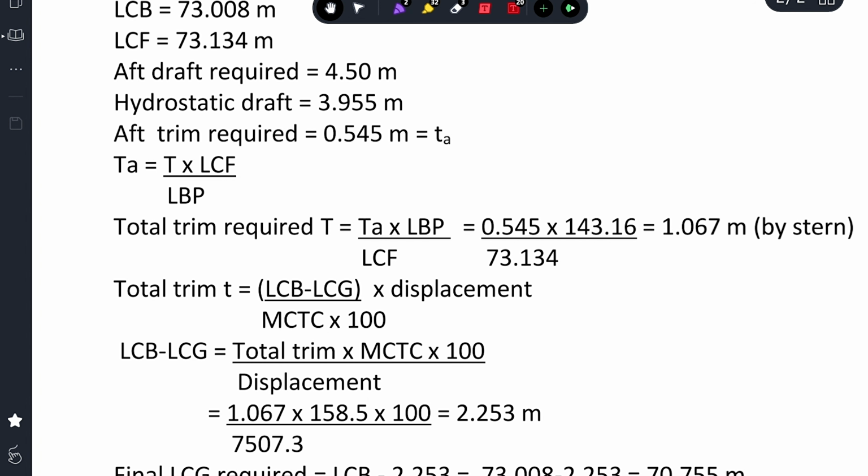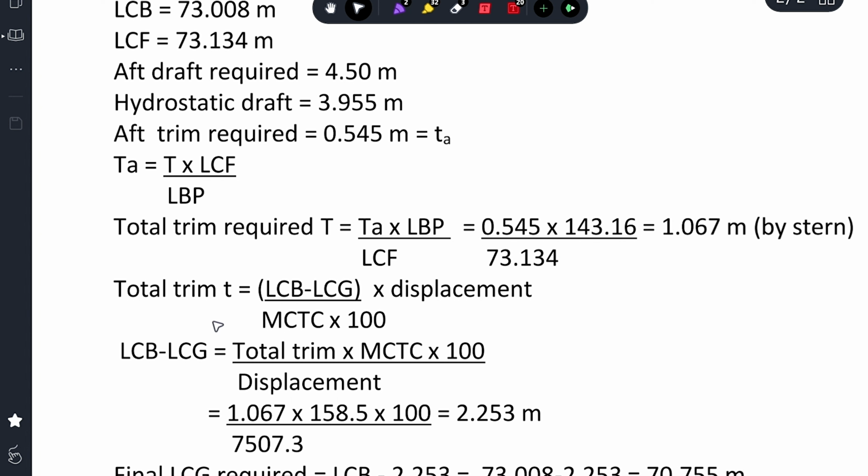Okay. So in order that I should reduce my aft draft to 4.50 meter, my final trim should be 1.067 meter by stern. So initial condition number 3, the trim is more than 2 meters by stern. So we are reducing the aft trim, and this should be the final trim, 1.067 meter by stern.